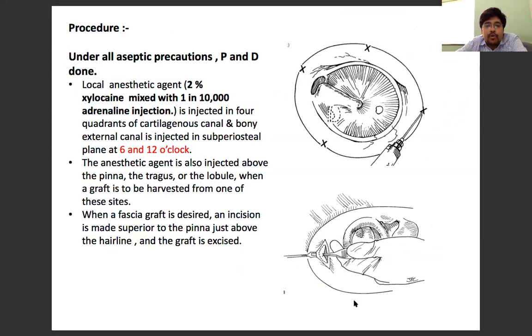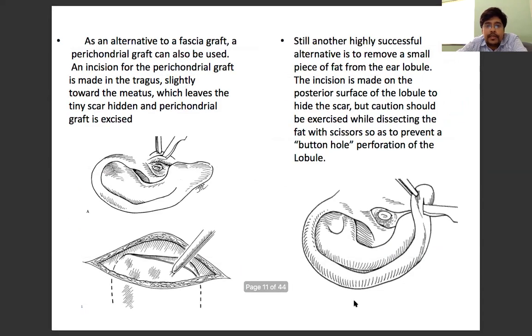Now what is the procedure? First we will give local anesthesia, then we will harvest a graft. Now which graft? There are various grafts. Temporalis fascia graft, where you can harvest temporalis fascia. If you are taking a postaural incision, from the same incision you can harvest temporalis fascia. How? This is the temporalis here. If you consider the temporalis muscle and where it gets inserted, postaurally you can harvest temporalis fascia.